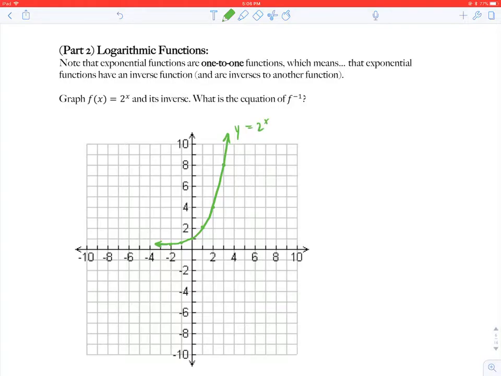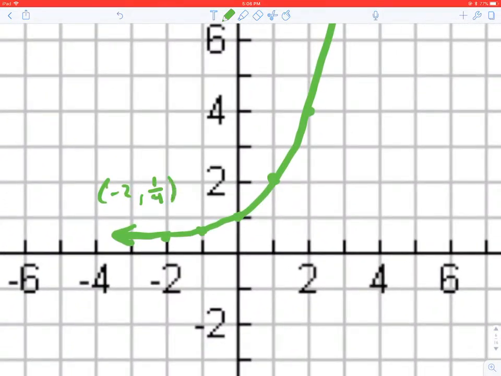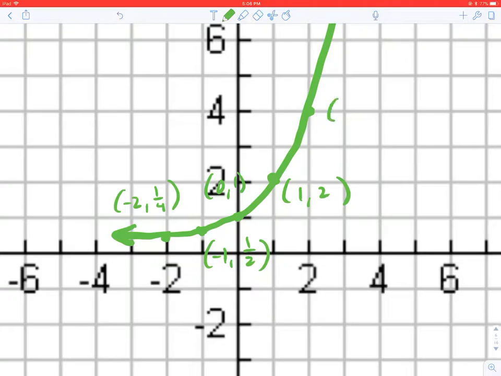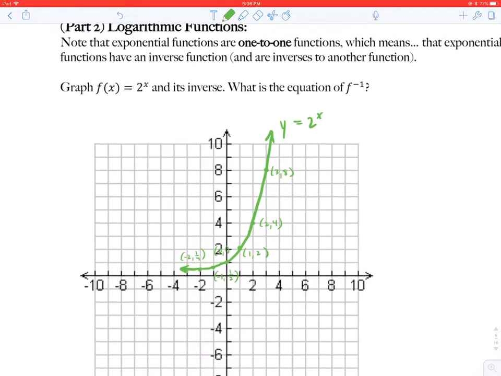Okay, so this is y equals 2 to the x. Now, we know points that lie on y equals 2 to the x. This is negative 2, comma 1/4. We had negative 1, comma 1/2. 0, 1; 1, 2; 2, 4; 3, 8.